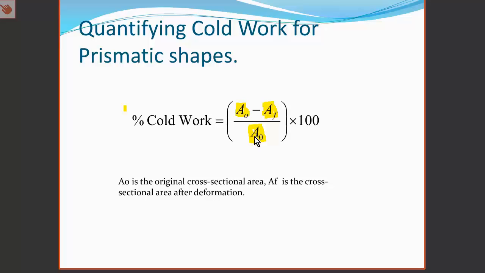A sub 0 always applies to the original state of the material. So if you go through two processes where you successively reduce the diameter, A0 will always be the same number, which is the beginning cross-sectional area of the material.